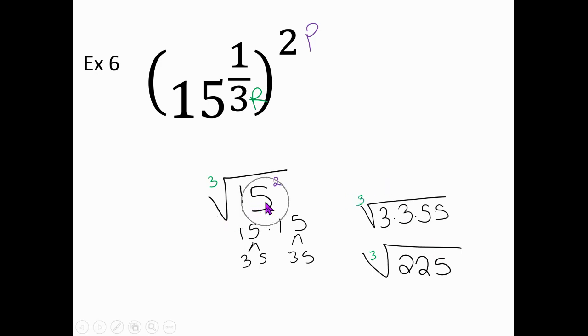Or you can just say 15 squared, which is 225. All right, so hopefully this, we can't simplify anything, so you're just going to leave it just like that.